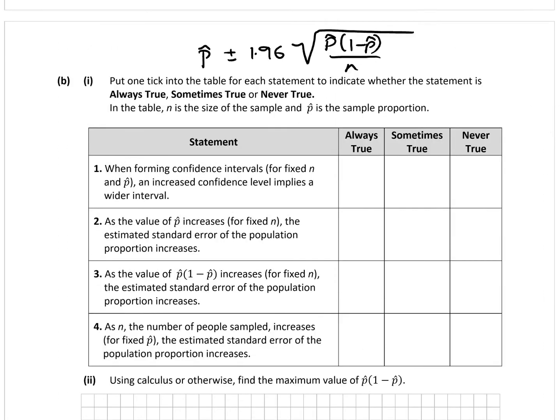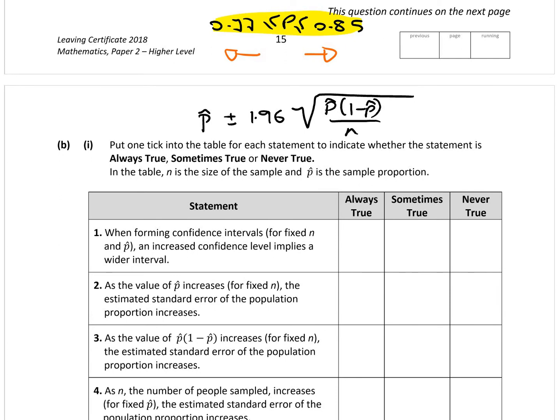Okay, when forming confidence intervals for a fixed n and p hat, an increased confidence level implies a wider interval. Well, an increased confidence level means that this gap between p gets bigger and bigger, so it's always going to be a wider interval there.